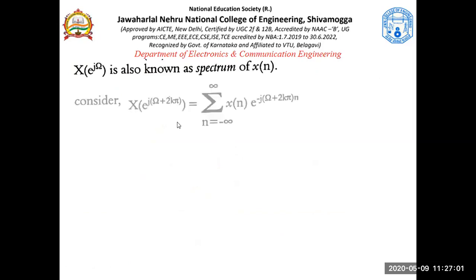Now X(e^jω) is also called the spectrum of x of n, because in x of n all the frequencies are combined, whereas in X(e^jω) we are separating the frequency components so that we can see them properly, we can understand them properly.